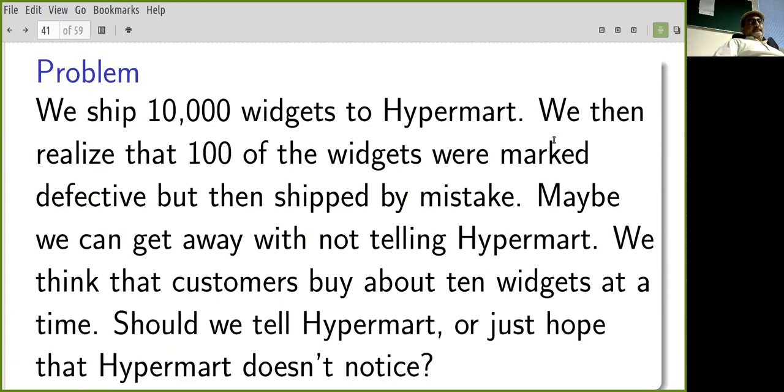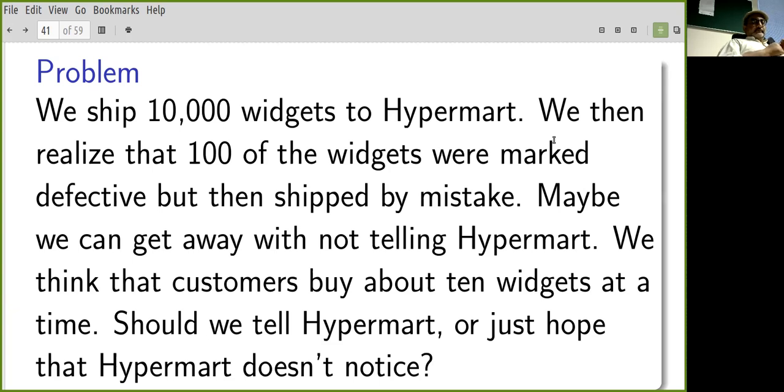Okay, so let's do a problem. We manufacture widgets. We're supposed to send 10,000 widgets. In the process of manufacturing the widgets, we set aside 100 that were defective, but we shipped them by mistake. So one choice is to tell Hypermart we're just going to recall the shipment because we sent you some defective widgets by mistake. We're sending you another batch.